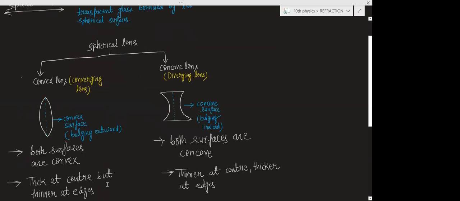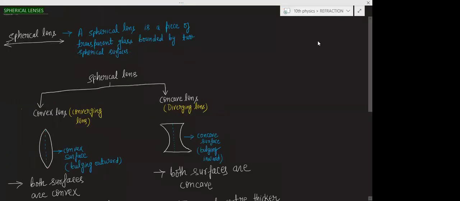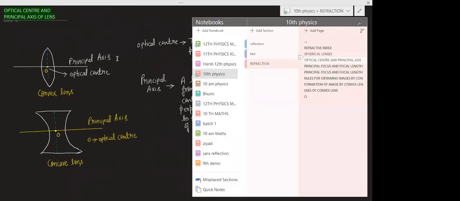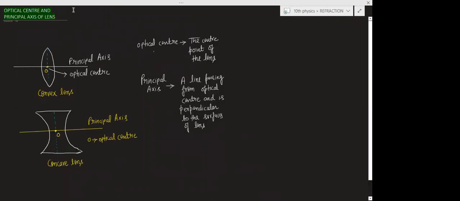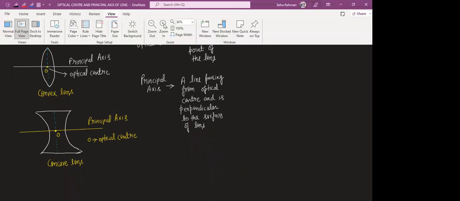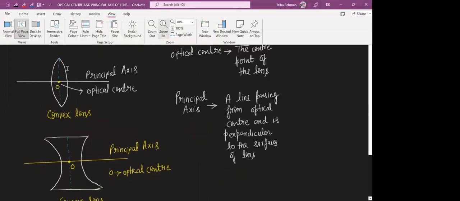Okay, and this is thick at the center, thinner at edges. This is thinner at center, thicker at edges. Okay, and after that, I have discussed the principal axis and the optical center.